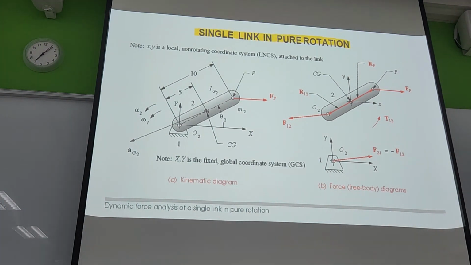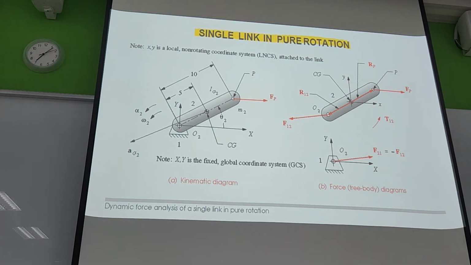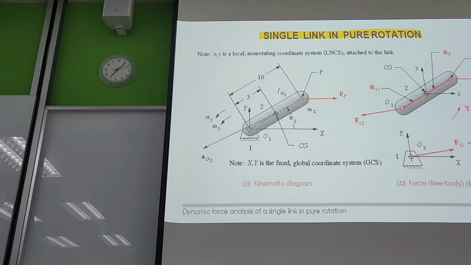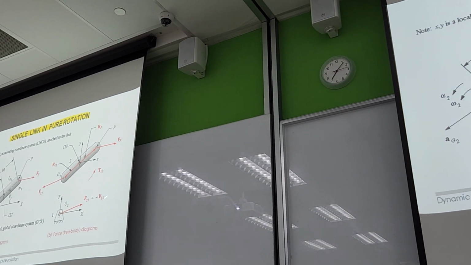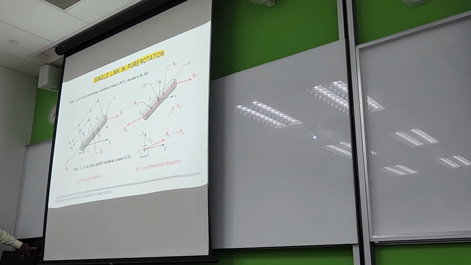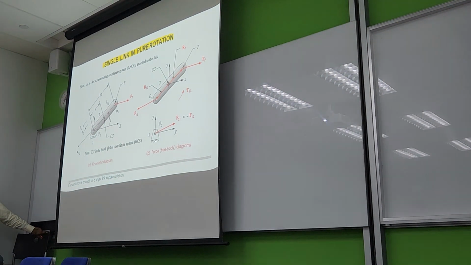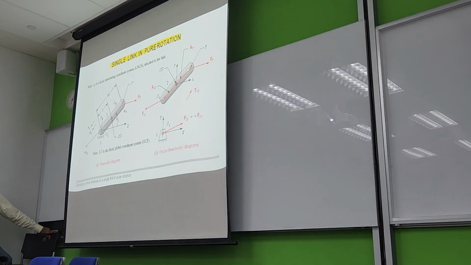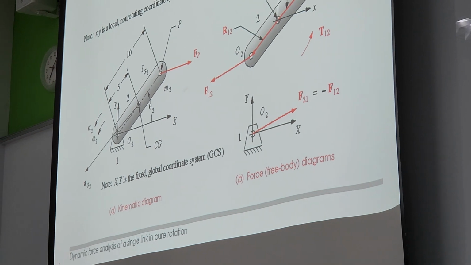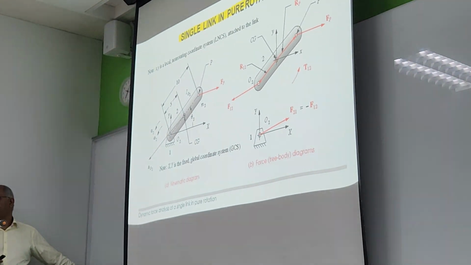So at point O2 on link 2 there is a force F12, and F12 and F21 are equal and opposite. But when you draw the free body diagram, you need to show the arrows like this. Similarly for link 2, there is F12, and again at point P you have FP, a force acting at the pin joint here.